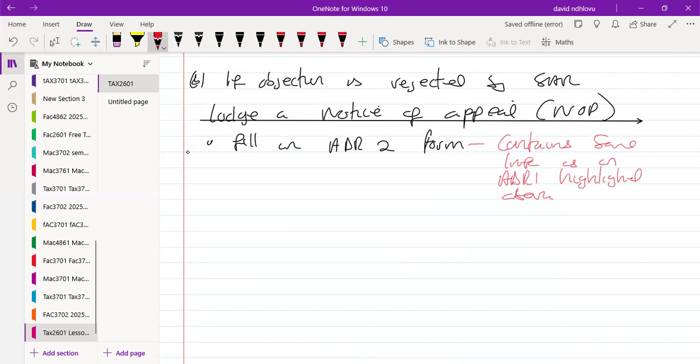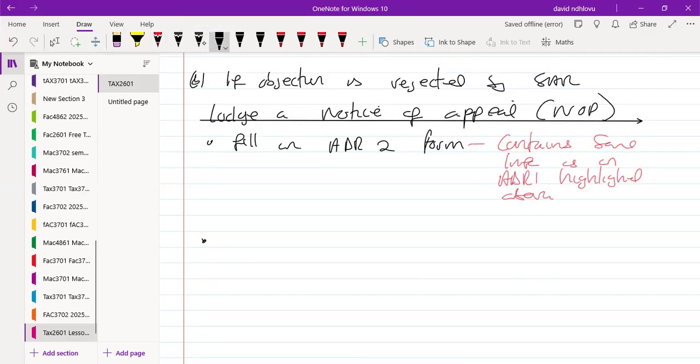Right, when you lodge a notice of appeal, you have got two options to proceed. Remember, now you have disputed the assessment by SARS. You want to take it further in the dispute resolution process. So there are two options that you can take to address this issue.